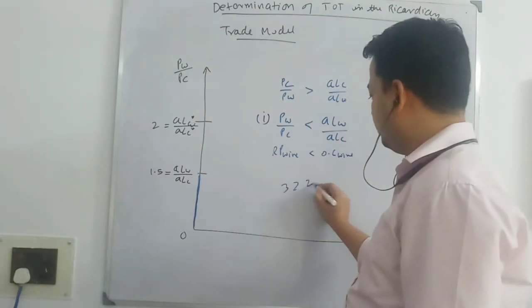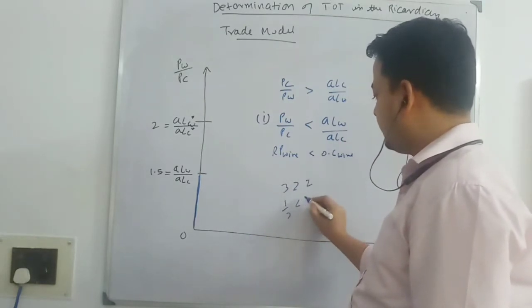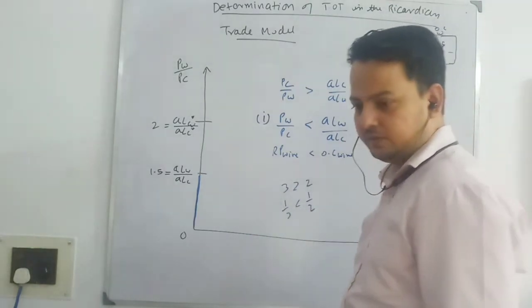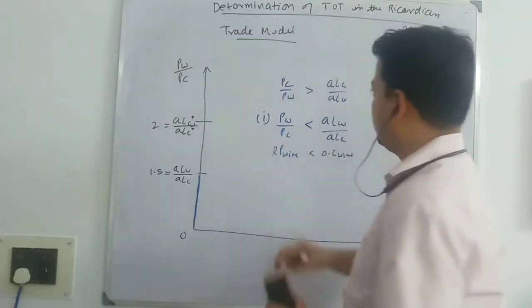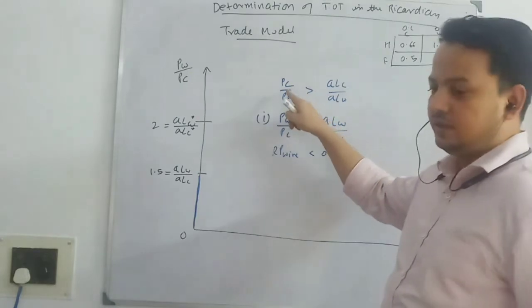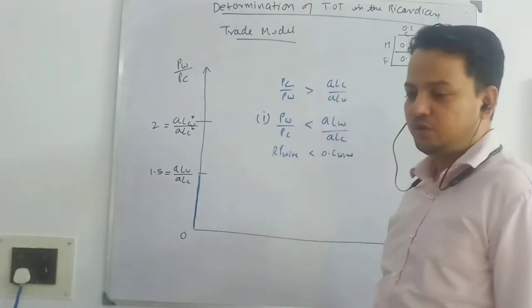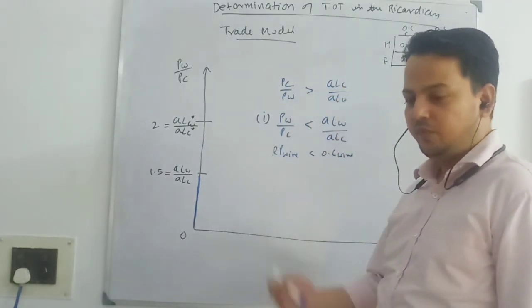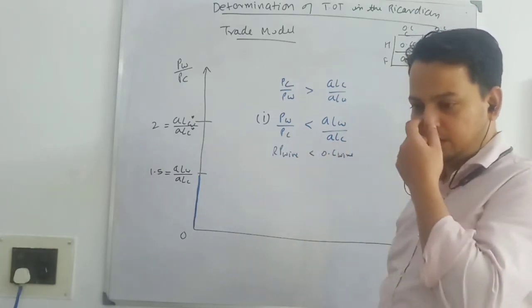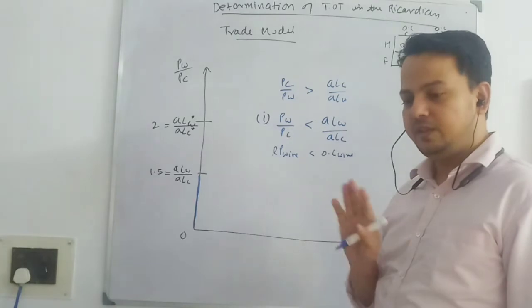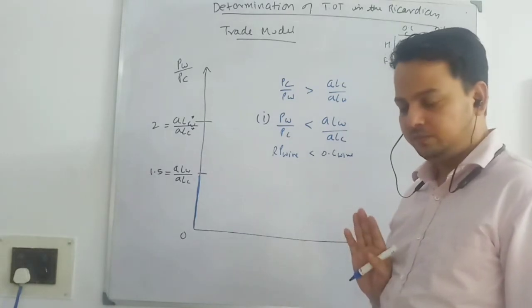3 is greater than 2, then 1 by 3 must be less than 1 by 2, right? Okay, that is what I have done. So the relative price of cheese is greater than the opportunity cost of producing cheese. Wage in the cheese sector will be more than wage in the wine sector in the home country. Then the home country will produce only cheese. They will not produce any wine, right?